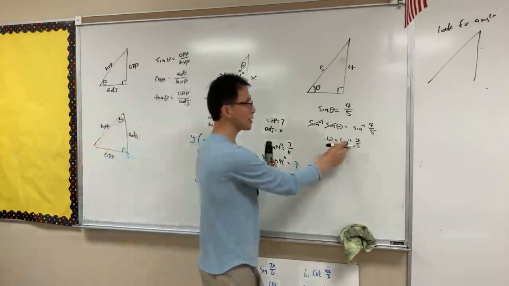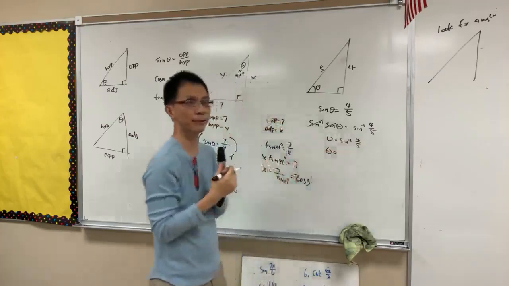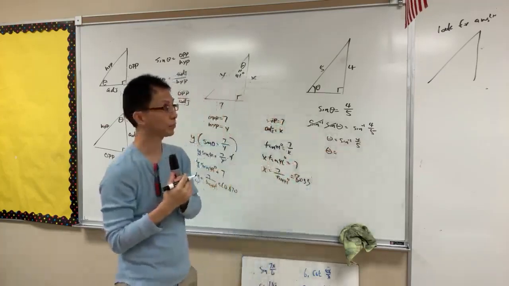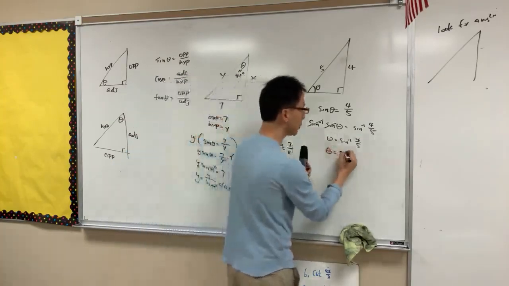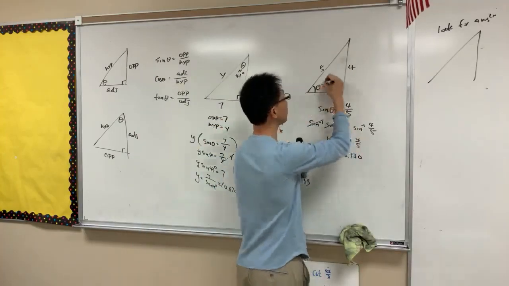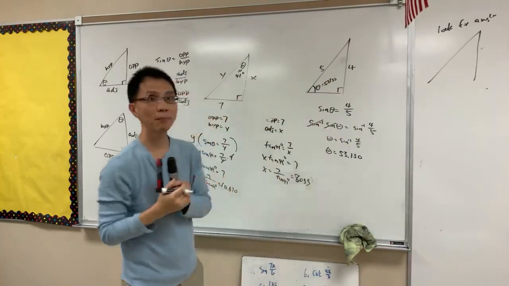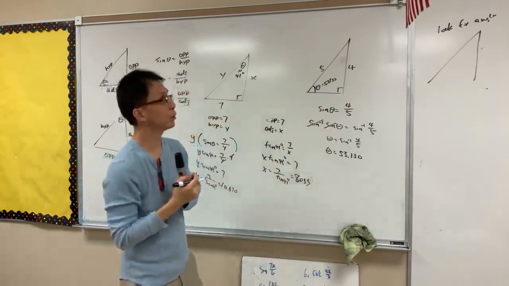Then you just have to use a calculator, second sine. You're going to do second sine, 4 divided by 5, and you're going to get an angle: 53.130.